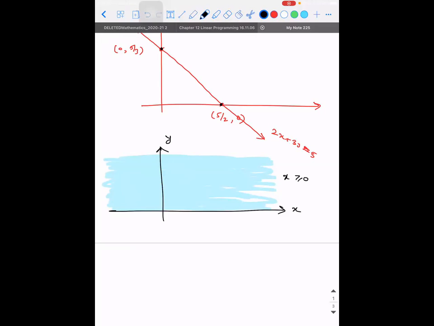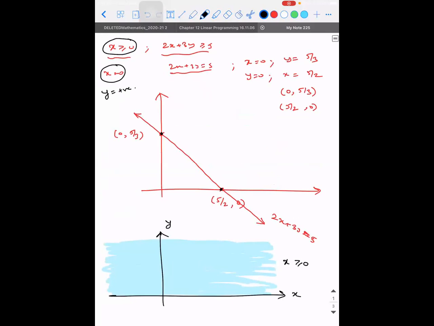So this is x greater than or equal to 0. When I say 2x plus 3y is greater than or equal to 5, I drew the line 2x plus 3y is equal to 5. How do I choose the region for 2x plus 3y is greater than or equal to 5? What is the best point that I can substitute to verify whether that point satisfies the region or not? Origin. Yes.